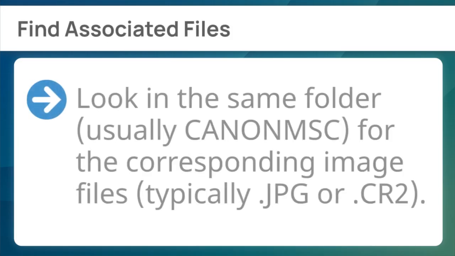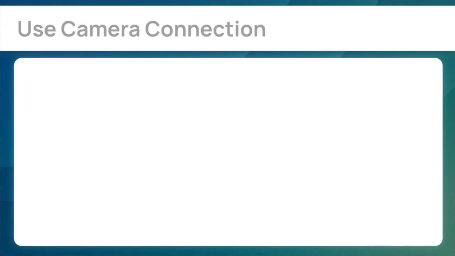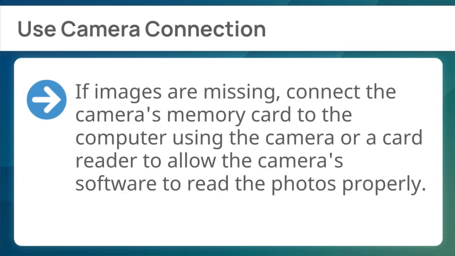Next, find associated files. Look in the same folder, usually Canon MESC, for the corresponding image files, typically .jpg or .cr2. Finally, use camera connection. If images are missing, connect the camera's memory card to the computer, using the camera or a card reader to allow the camera's software to read the photos properly.